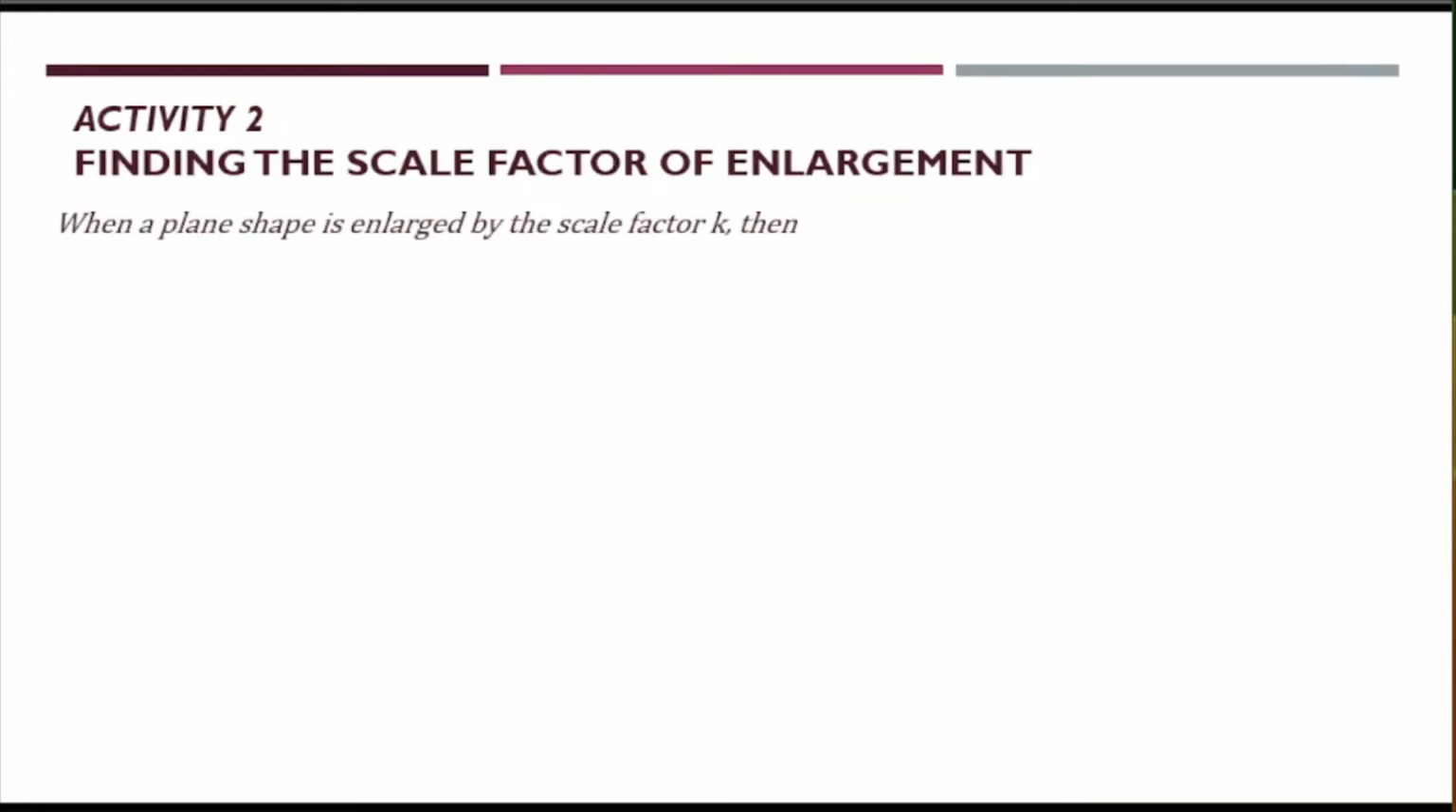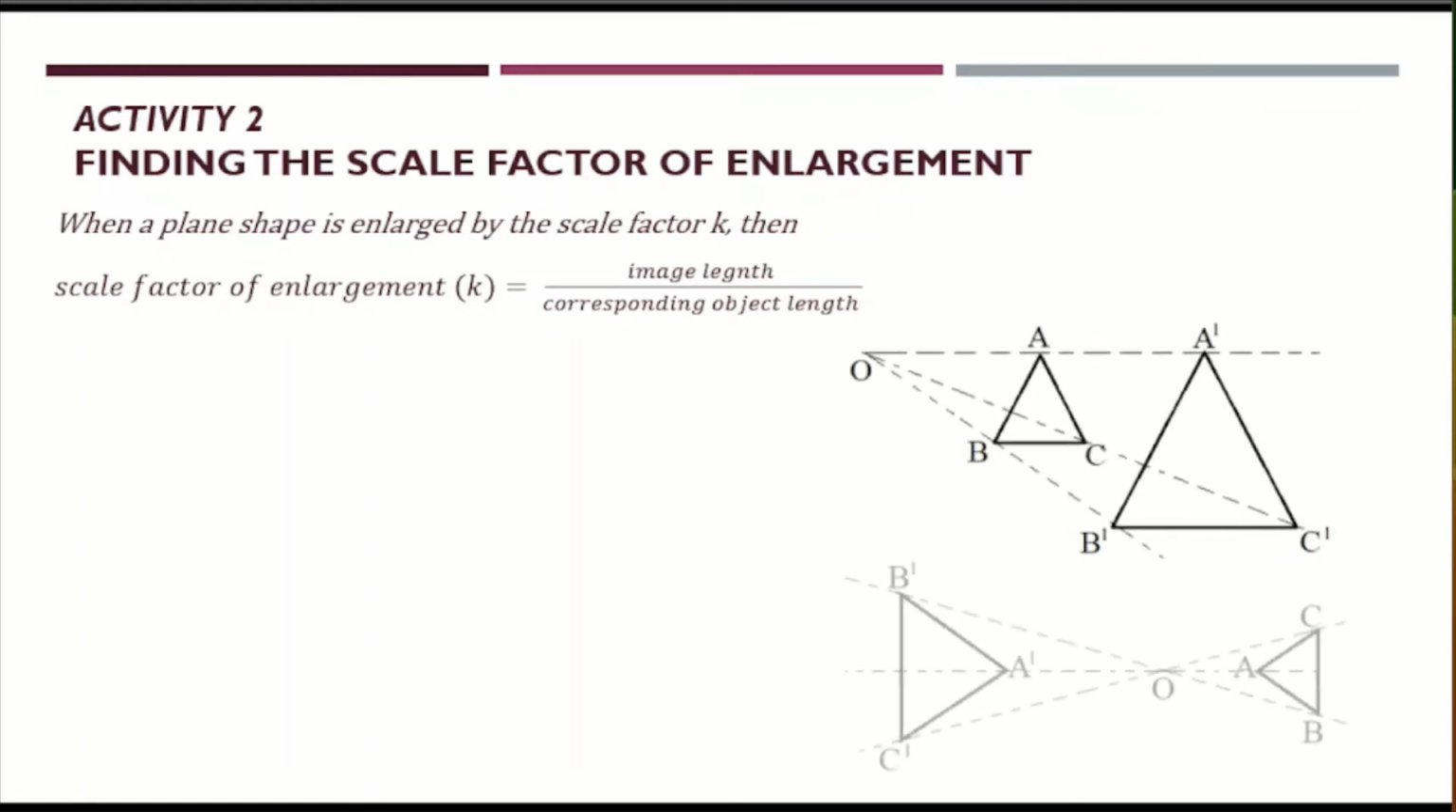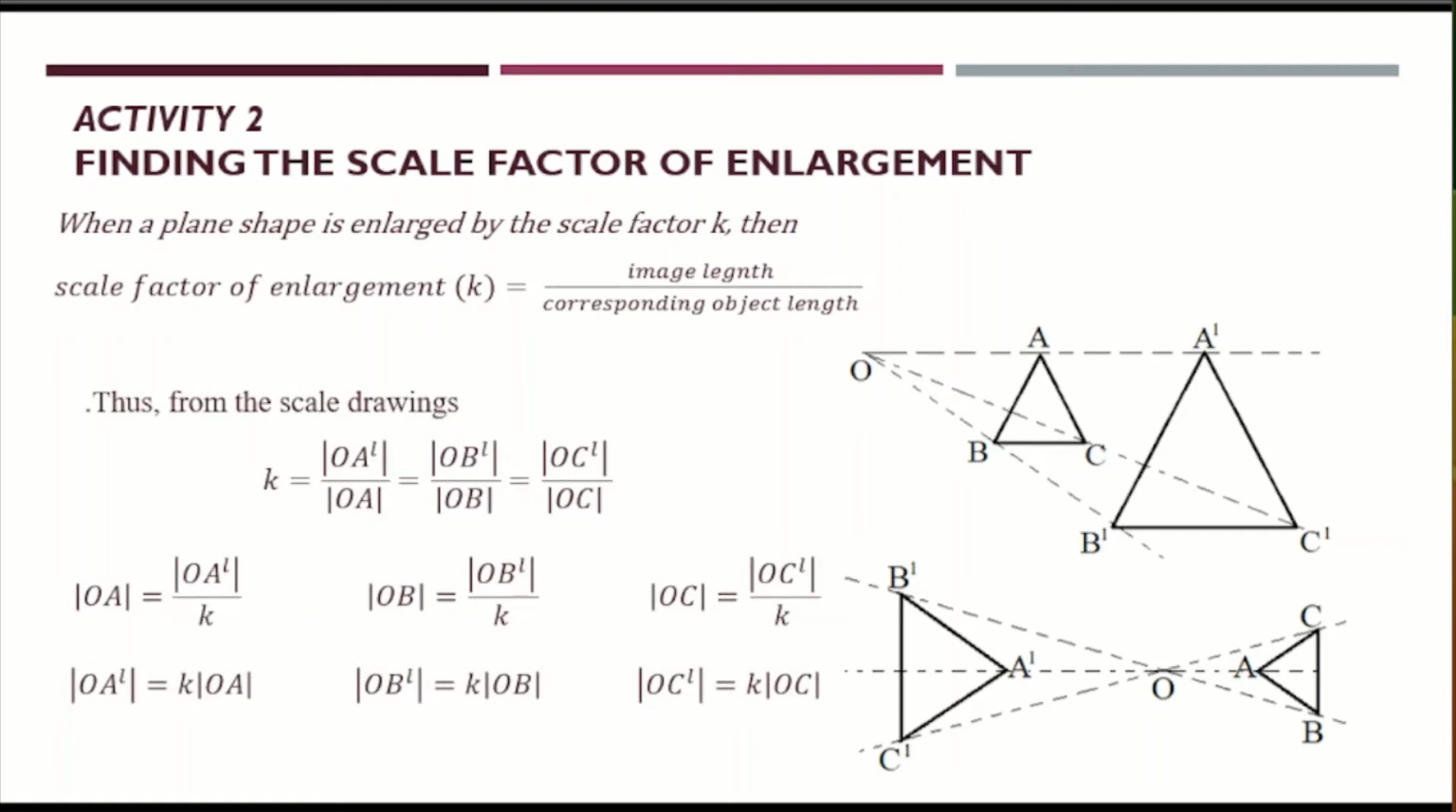Now, in finding the scale factor of enlargement, when a plane shape is enlarged by a scale factor of k, then the scale factor of enlargement is given as the image length divided by the corresponding object length. In these scale drawings, where we have triangle ABC as the object, and triangle A prime, B prime, C prime as the image, we can establish the relations in finding the scale factor. So in each case, we are dividing the image length by the corresponding object length.